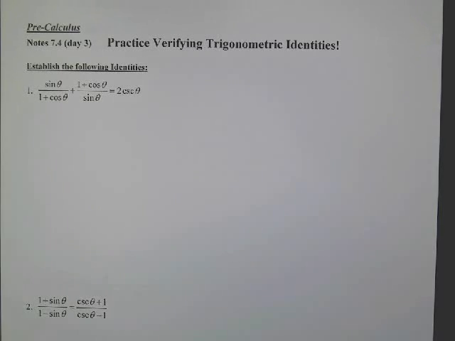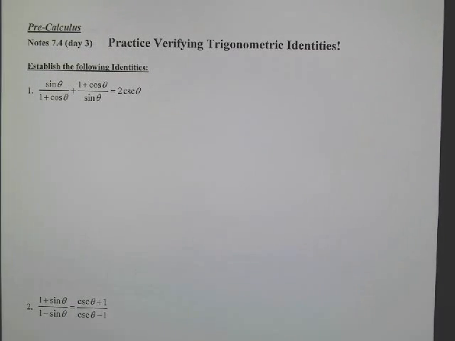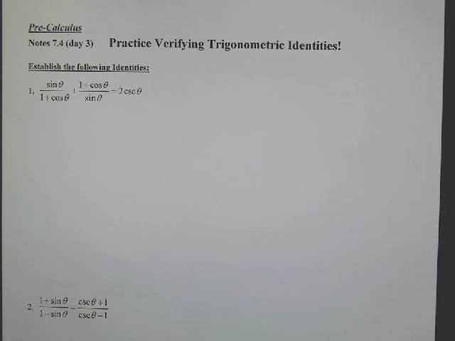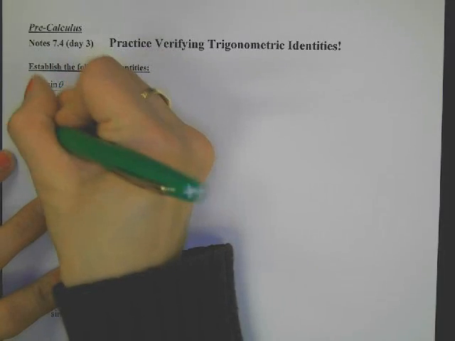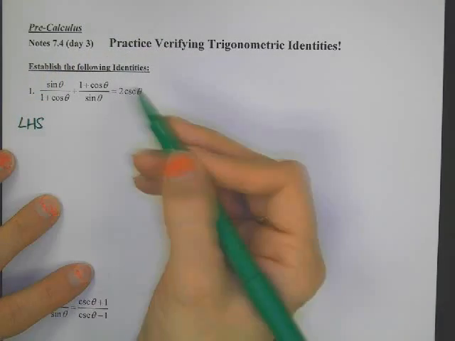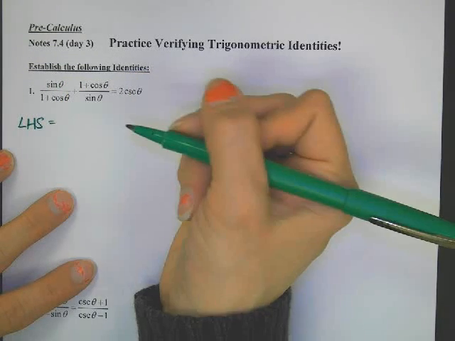Practicing with our Trig Identities Day 3. So at this point, you should have some experience and kind of know what's going on a little bit here. We're going to establish the identity. Let's pick a side. Which side do we pick? The more complicated side. So we're going to do the left-hand side. Hopefully by now you realize that.